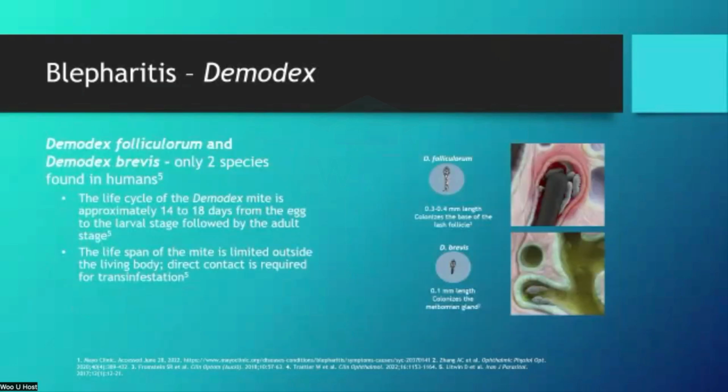And then again, this kind of just shows you where they live. You got the two species. You got the follicular, which are larger. They're in your lash follicles. And then you have brevis, and they're going to be in the meibomian glands. And it's actually easy to remember because I always think F for follicular, and then B for meibomian. I think B with brevis for that. And again, they have the life cycle for this.